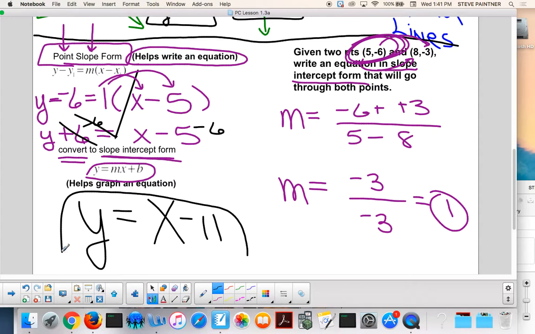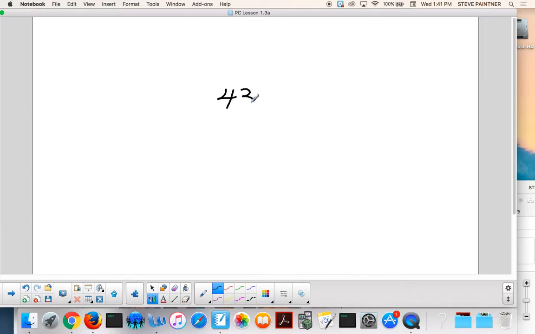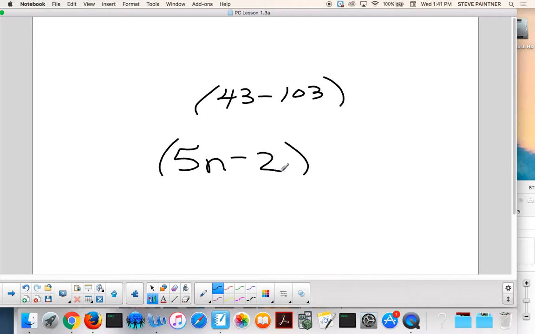Now, the assignment is what through what? 43 through 103. It's like 5n minus 2, so every fifth thing, something like that. 43 to 103, right? Yeah. And the formula is 5n minus 2. So every fifth number, but 2 back. Okay, let's try this. Ready?